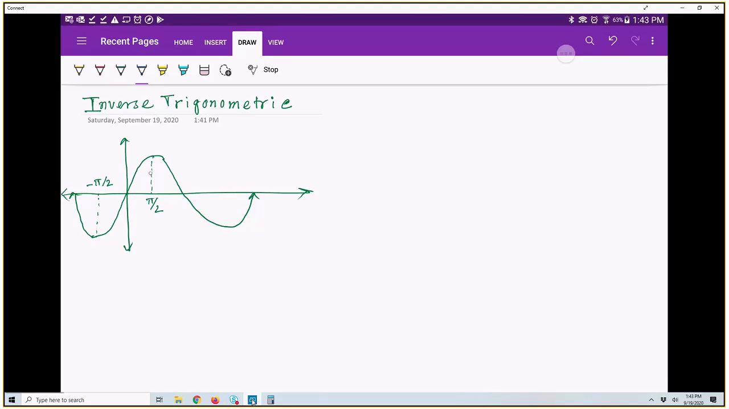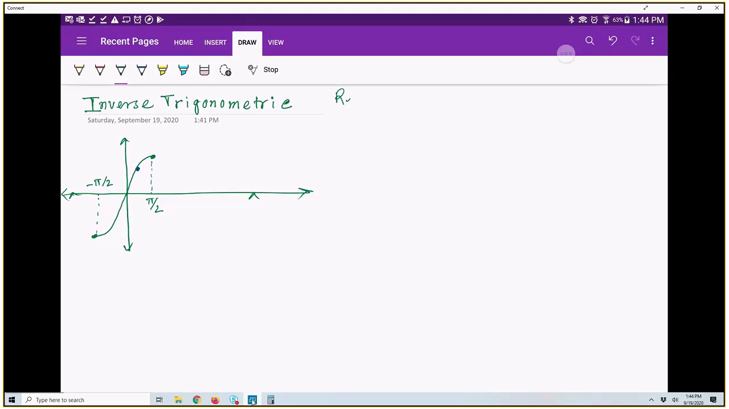If I draw horizontal lines, I clearly see that a horizontal line crosses the graph of the sine function in more than one point. So I cannot talk about the inverse function. What will be the remedy? We decide to restrict the domain so that the graph of the sine function is no longer over the entire domain of the real numbers. Instead, we will just consider the graph between negative pi over 2 and pi over 2. That will be the restricted domain of the sine function.